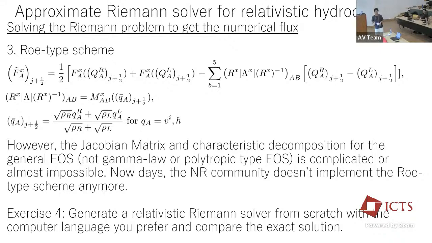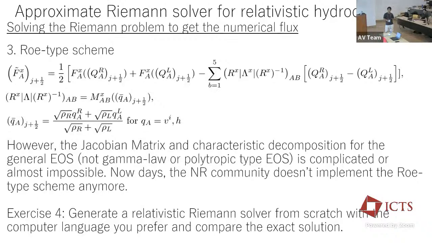So this Roe scheme was employed, let's say, 15 years ago in numerical relativity communities for relativistic hydrodynamics, because at that time people stuck to very simplified setups like a gamma-law equation of state or polytropic equation of state. But nowadays many people include neutrino radiation transfer or magnetohydrodynamics. In this case, the numerical relativity communities don't implement a Roe-type scheme anymore.